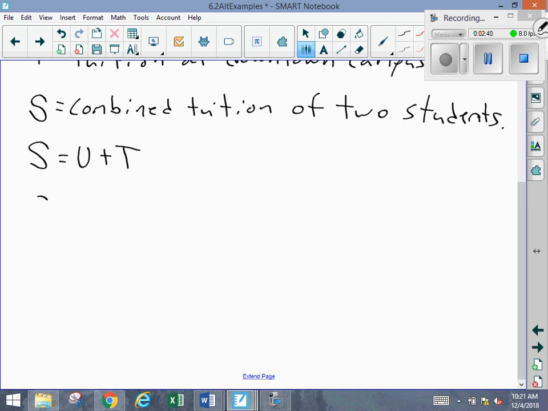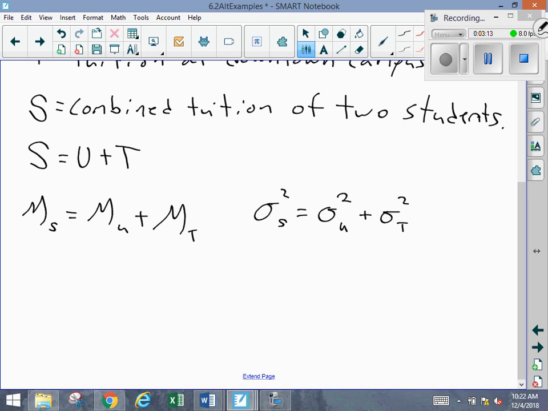In which case, we would know that the mean of our random variable S is going to be the mean of our random variable U plus the mean of our random variable T, right? As well, the variance of our random variable S is going to be the variance of our random variable U plus the variance of our random variable T. And that's pretty much what we get.